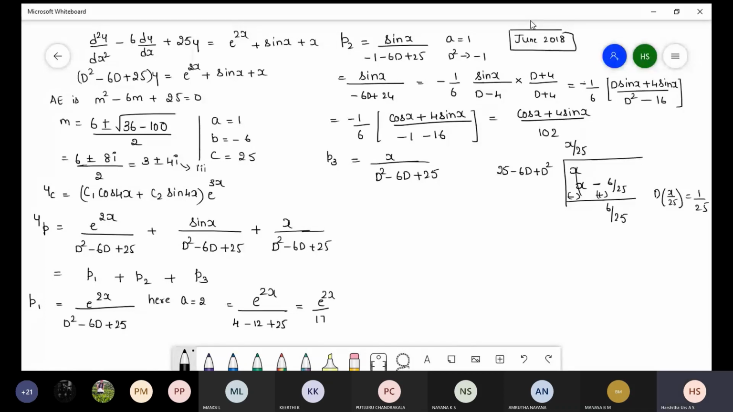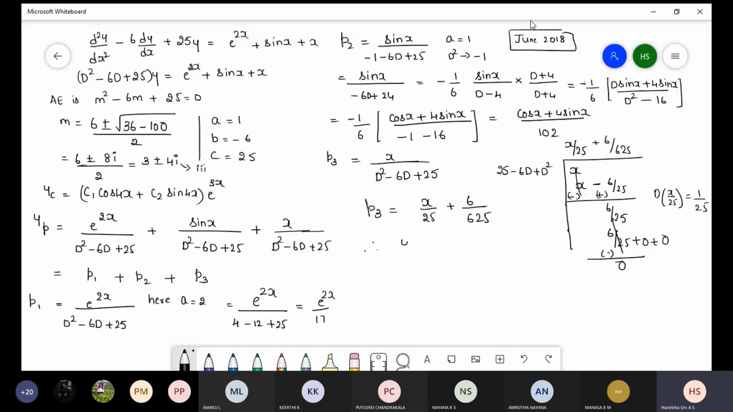Now to get 6 by 25, I have to multiply 6 divided by 625 because 25 into 25 is 625. So 25 ones are 25, 25 twos are 50. We will get 625. So here again 625. Change the sign. Here we get 0. Differentiation of the constant term is 0. So P3 is equal to x by 25 plus 6 by 625.